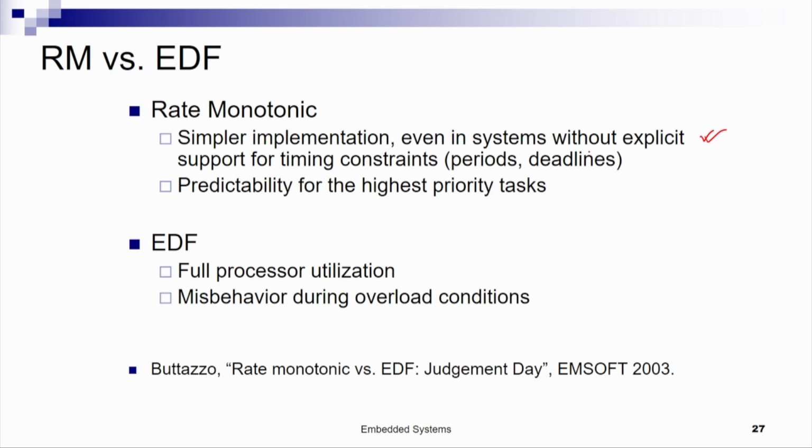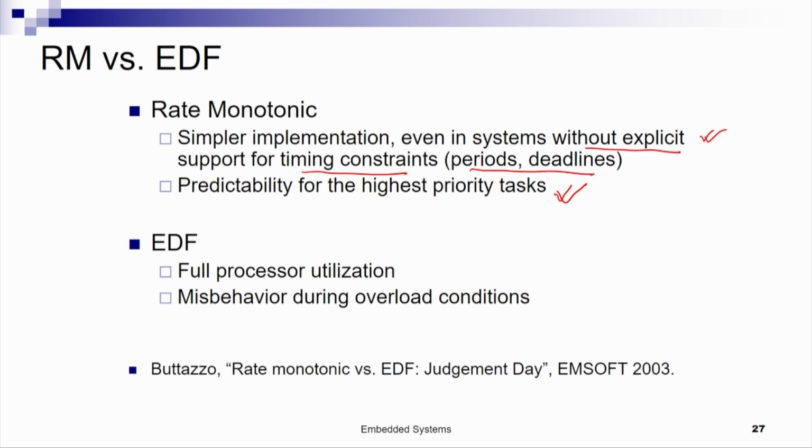It can be applied even in systems without explicit support for timing constraints such as periods and deadlines. Why? Because although the priorities are decided based on periods of the tasks, we do not actually require them during execution. We know its static priority, and if we can fix its relative priority, we will just push the task into its respective ready queue, and we do not need to bother about anything else. RM also has the advantage that it provides better predictability for higher priority tasks.